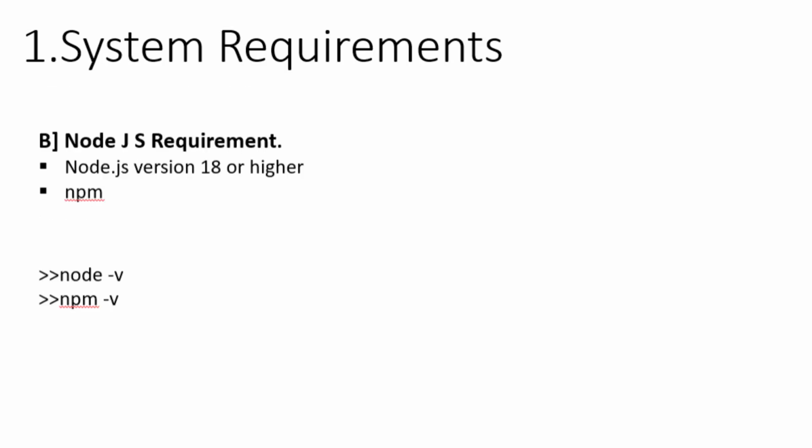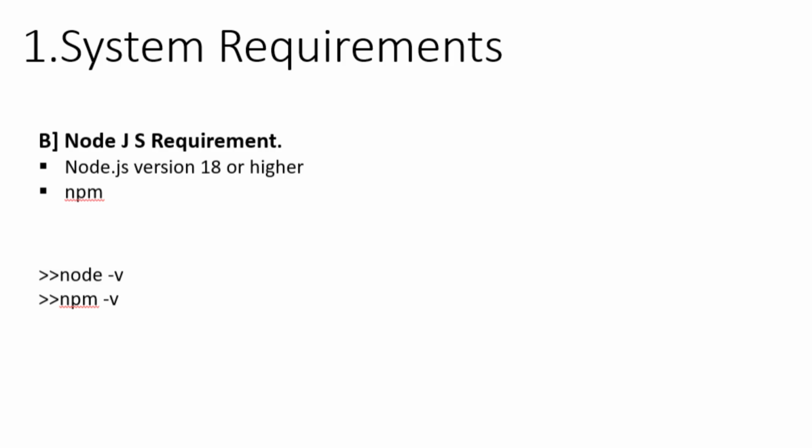Second requirement is Node.js. Basically, Playwright is built on Node.js. So Node.js is mandatory. You must have Node.js version 18 or higher. And then second thing, npm is also required. Basically, npm comes automatically with Node.js.